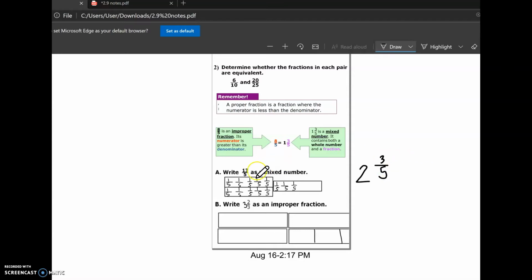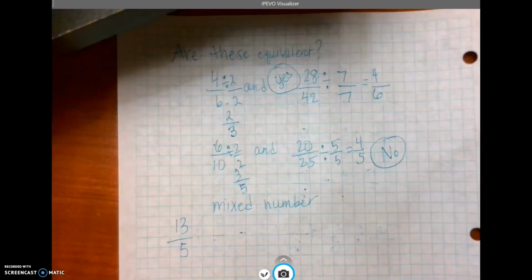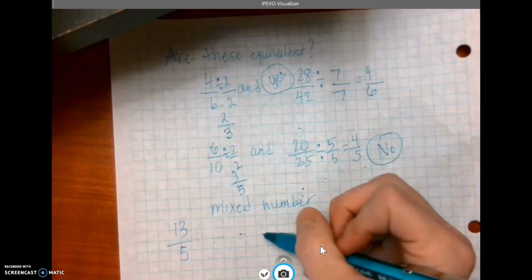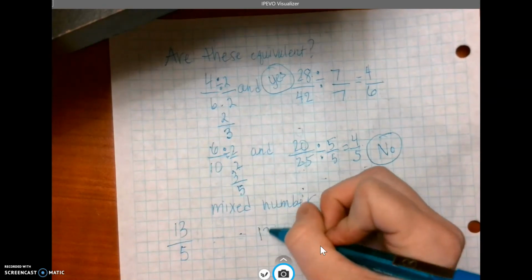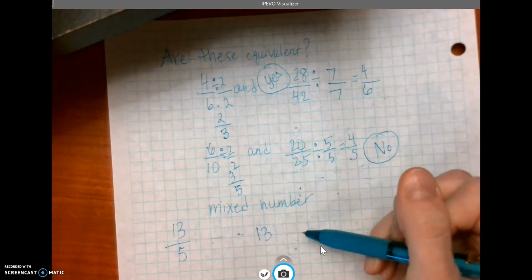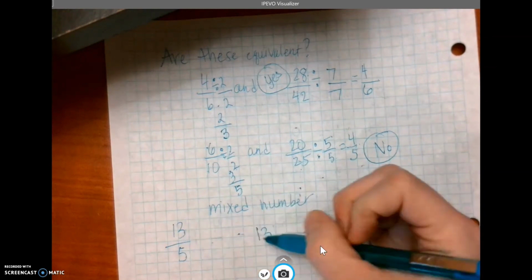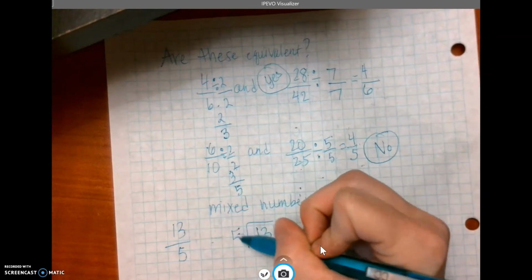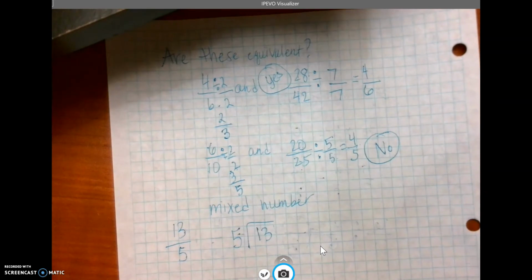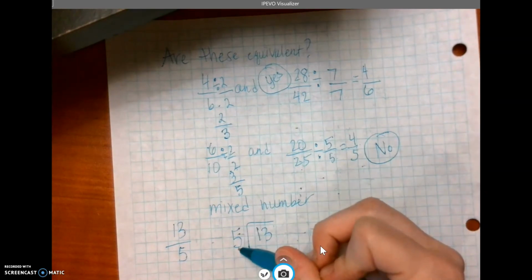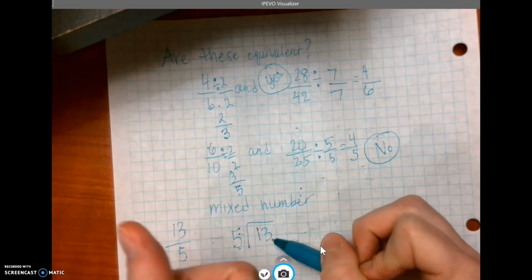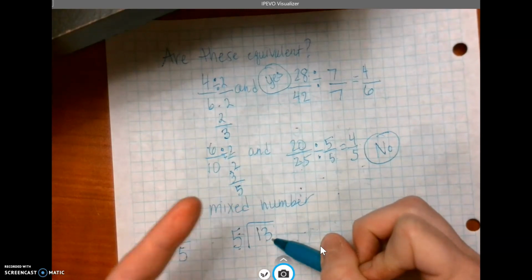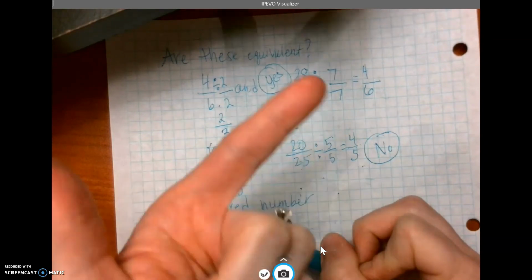Now, how do we do that without drawing a picture? How do I go from 13 fifths to a mixed number without drawing a picture? All right. So, a fraction means division. So I have 13 divided by 5. How many times does 5 fit into 13? 5, 10, 15 would be too much, so it fits in there twice.